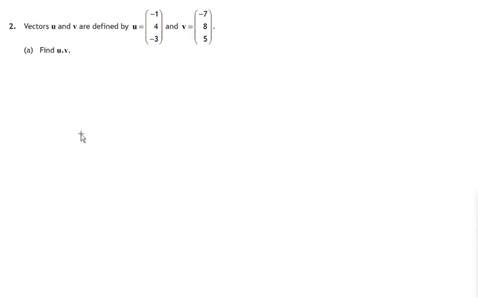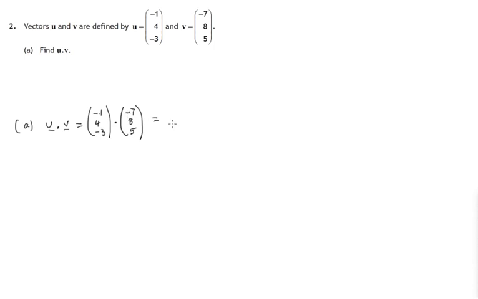We're asked to find the dot or scalar product. The way we do that is to take each of the components of u, which are -1, 4, -3, the x, y, z components, and multiply them by the corresponding components in the second vector, and then add the results.